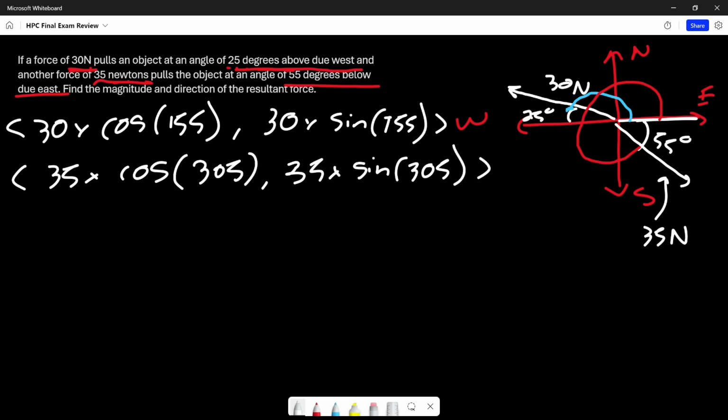So now that we have our two components, all I'm really going to do is add these up. I'm going to do this on my calculator. This might take some time. I would suggest that you follow along and do this to make sure you got it all right.